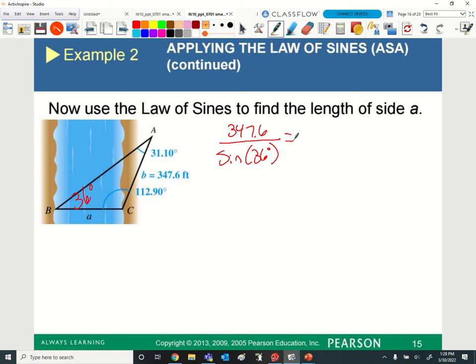So location is super important. For all these problems that we're currently doing, we're finding the little letter. We're looking for the side. When we do this next, we're going to end up looking for the angle, and that's going to be slightly different, so I don't want you guys to get confused. So I'm going to put little a over sine of, yep, there we go. And what mode does my calculator have to be in? It's got to be in degrees.